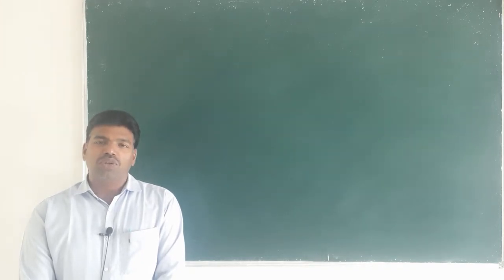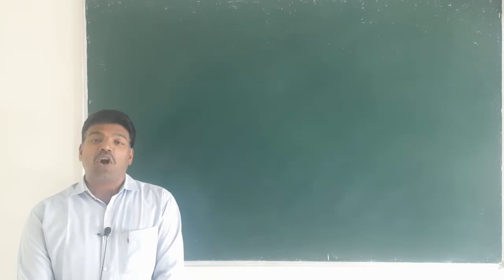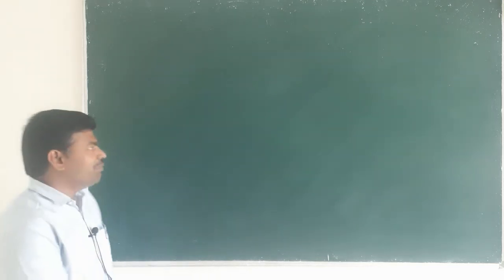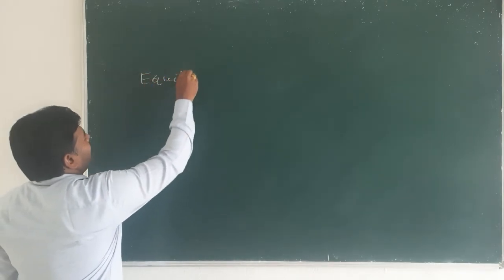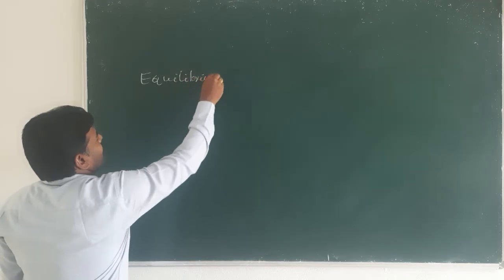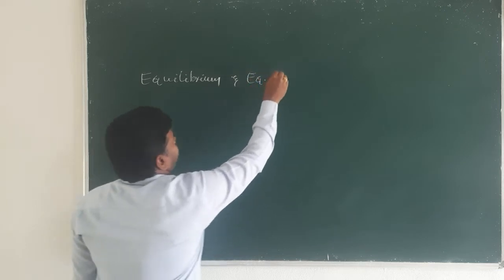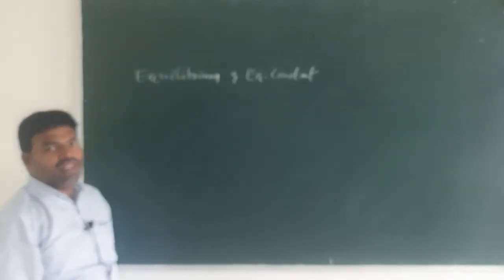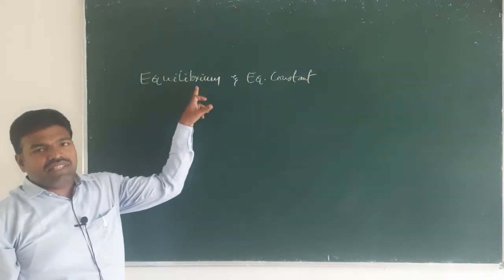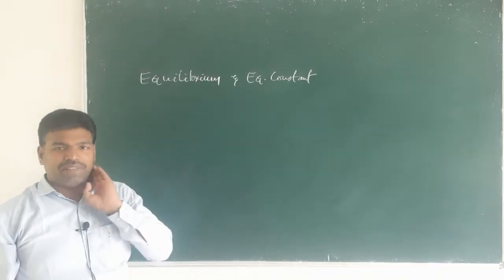Now we shall go through the characteristics of equilibrium and equilibrium constant. Equilibrium is a state that is established in reversible reactions, we know that.